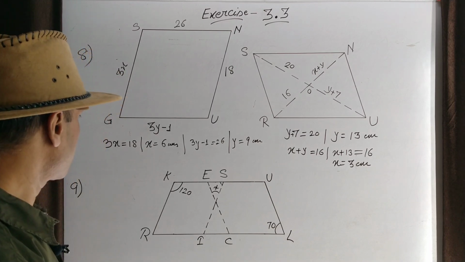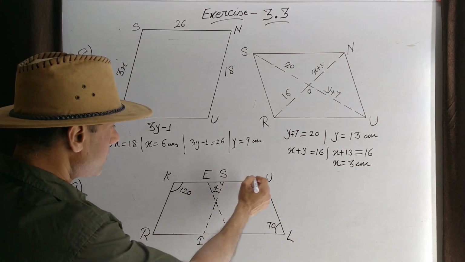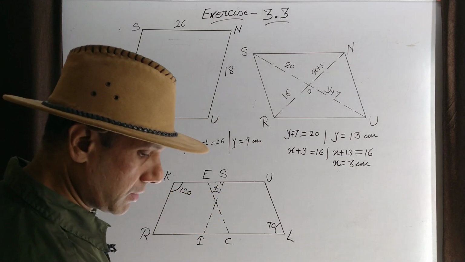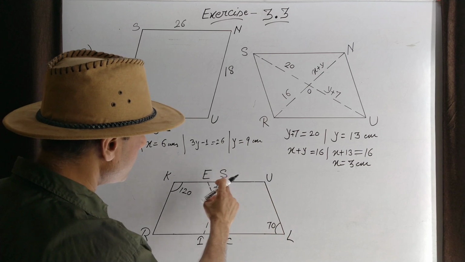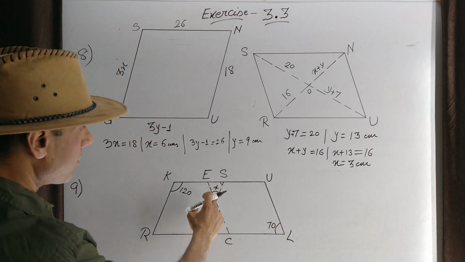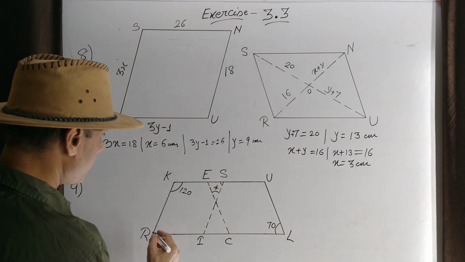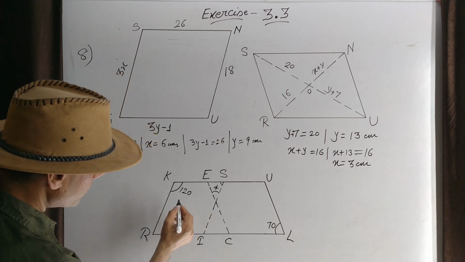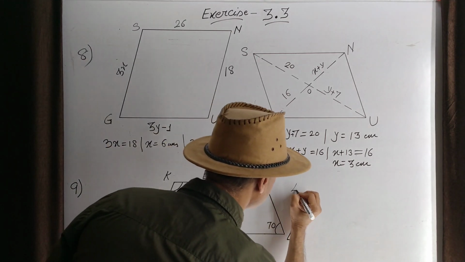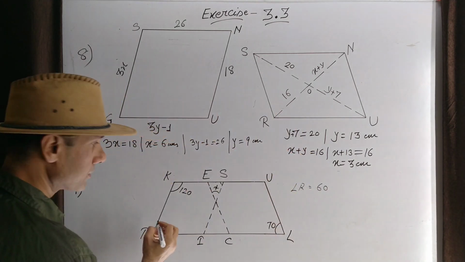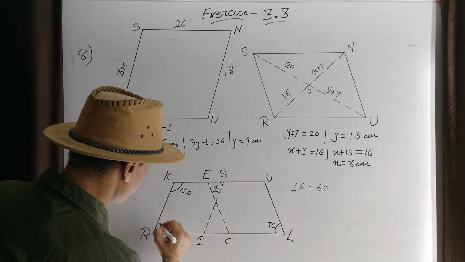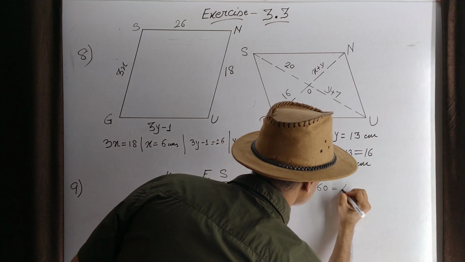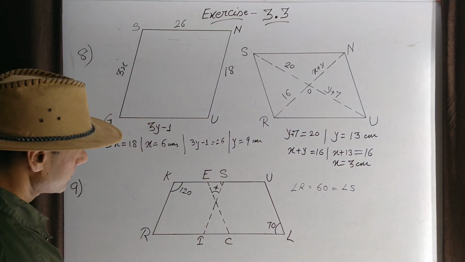Question number 9. In this figure there are two parallelograms, RISK and CLUE. We have to find the value of this angle x. So if angle K is 120 degrees, angle R will be 180 minus 120, that is 60 degrees. And if angle R is 60 degrees, angle S will also be equal to 60 degrees.